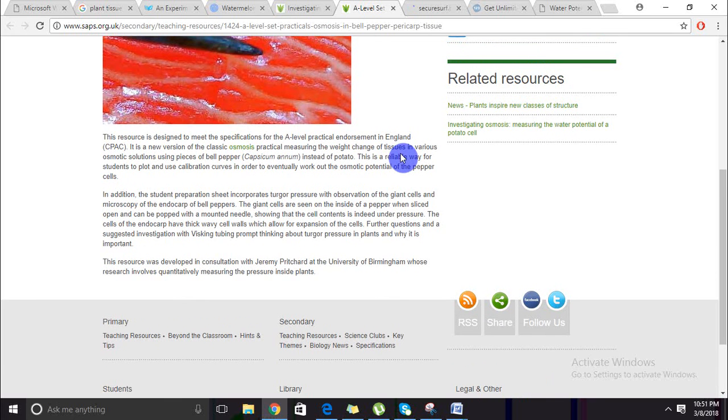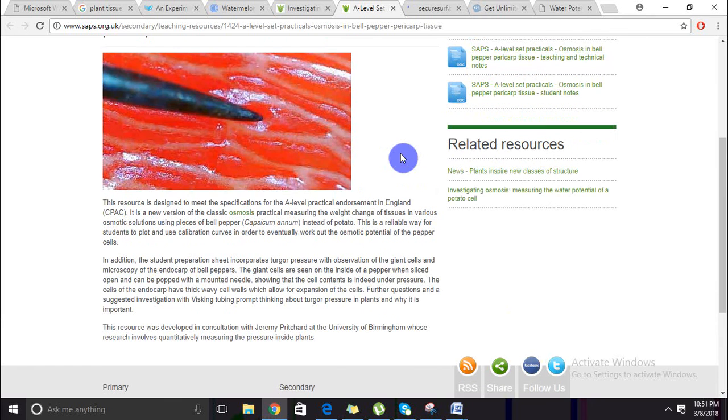The giant cells are seen on the inside of a pepper when sliced open and can be popped with a mounted needle showing the cell contents and indeed under pressure. The cells of the endocarp have thick wavy cell walls which allow for expansion. Further questions and a suggested investigation with Visking tubing prompt thinking about turgor pressure in plants and why it is important.